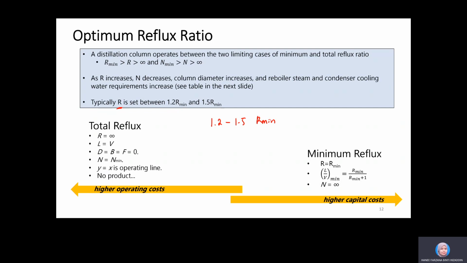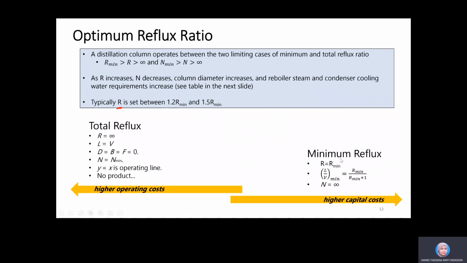Later when you do IDP or a design project, you can have R as far as 4 times R min. It's not wrong, as long as you can reach a reasonable number of stages and reasonable diameter, and condenser and reboiler steam heating and cooling requirements. This is just generally what people put as a normal value, but it's not wrong to go beyond these values. So on the range here, you can see what happens when you operate towards total reflux: you will have a higher operating cost because you will need higher steam and cooling water, heating and cooling requirements.